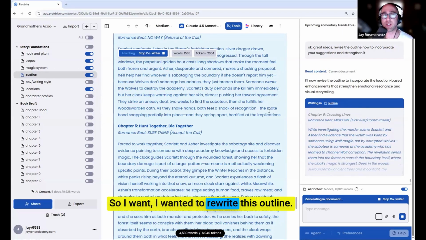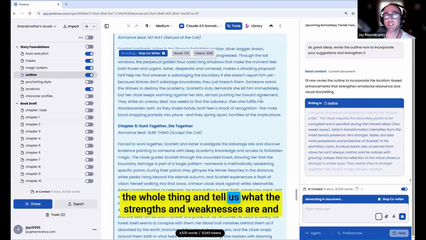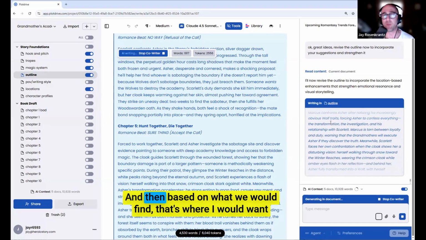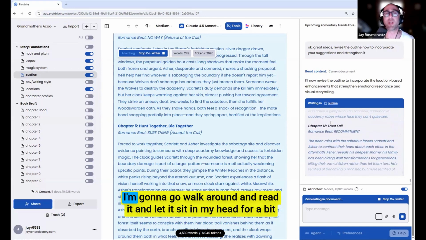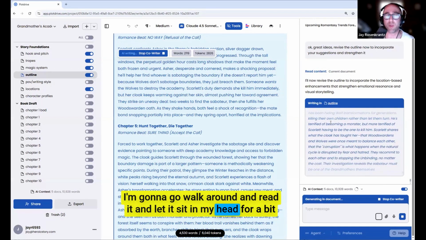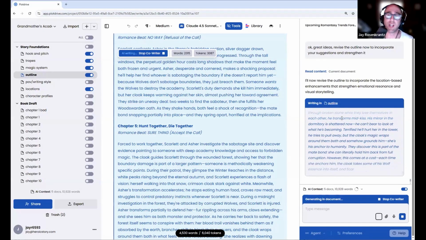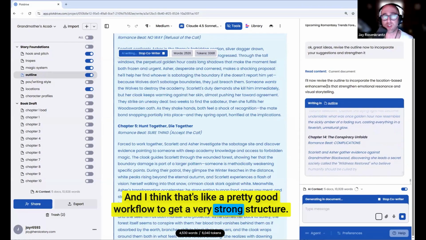So I wanted to rewrite this outline, and then what I would want it to do is a developmental edit of the whole thing, telling us what the strengths and weaknesses are and how we can fix the weaknesses. Then, based on what it finds, we'd have what I think is a strong outline. I'm going to go walk around, read it, and let it sit in my head for a bit and see: do I want to write this? Is this the book? Can I make it better? I think that's a pretty good workflow to get a very strong structure.